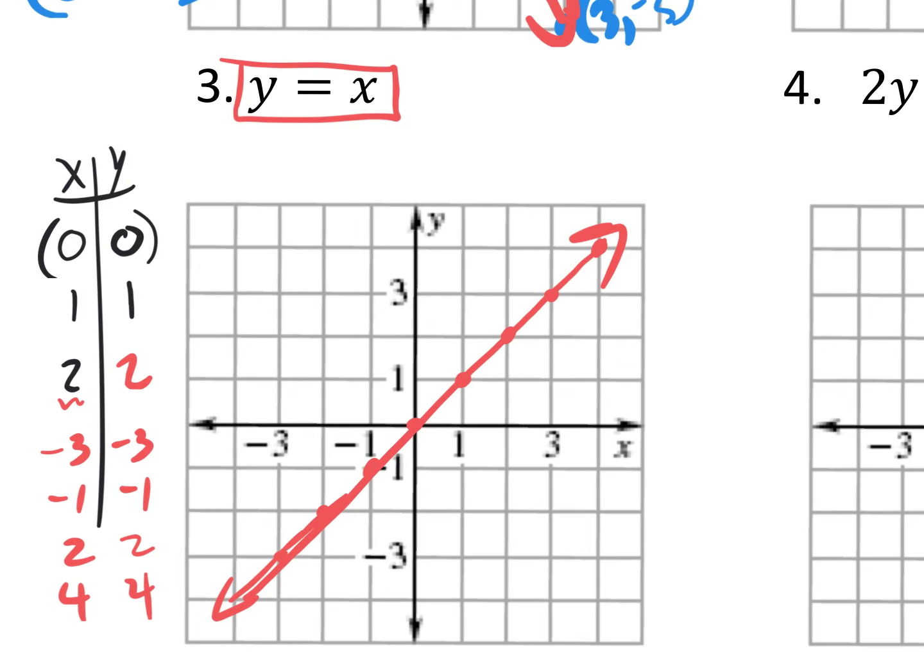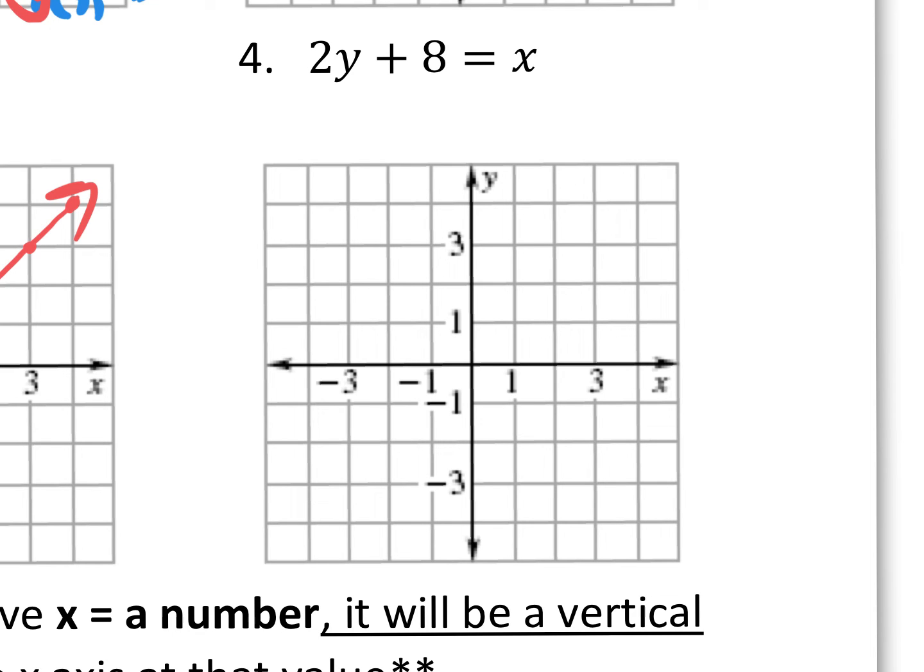Finally, we have an equation that's not in function form. Okay, so let's get it in function form. I need to get y by itself. What do I do? You add 8. Let's first get rid of the 8. Yeah, let's first get rid of the 8 before dividing by 2. So yeah, subtract 8.